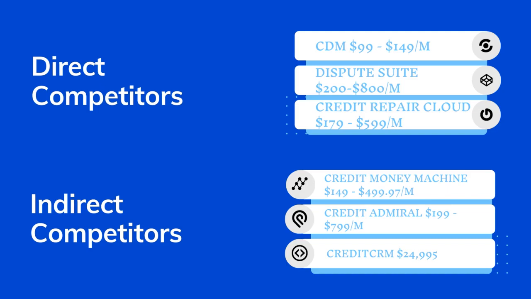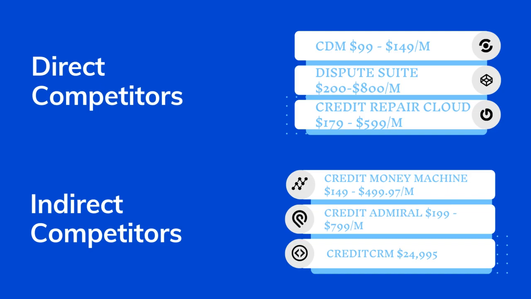All right, so Client Dispute Manager is $99 a month to $149 a month. Dispute Suite is $200 a month to $800 a month, and they actually don't even advertise at $200. They start at $300. But if you reach out to them directly and say, hey, I'm only one person, I don't want to pay $300, they'll give it to you for $200. Credit Repair Cloud is $179 to $599 a month, and then Credit Money Machine is $149 to $499.97 a month. Credit Admiral is $199 to $799 a month, and Credit CRM is a one-time payment of a grand whopping $24,995. No, that is not a typo. Go look it up yourself. Go look up Credit CRM.